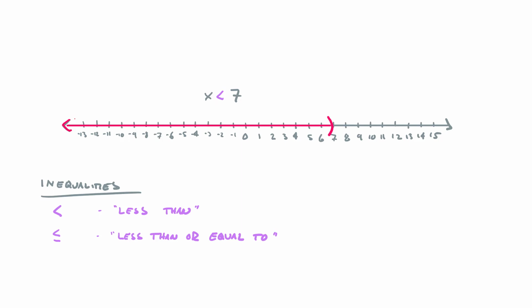Explicitly, what we know is that it's not 7. But here, 7 is now a possibility. In the first one, 6.9999999 could be a solution to the inequality x less than 7, but of course 7 can't be.